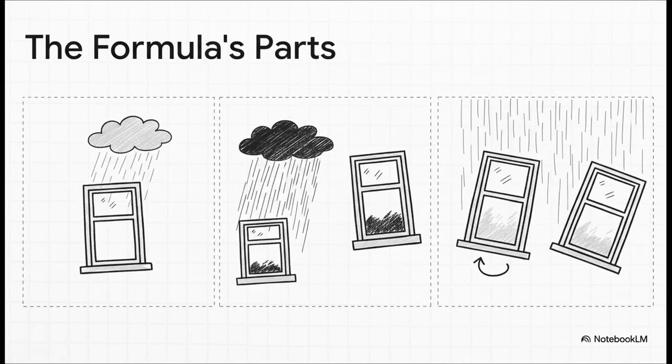Well, B is the magnetic field strength. Think of that as how hard it's raining. Is it a light drizzle or a total downpour? A is the area of your loop, which is just the size of your window. Obviously, a bigger window is going to catch more rain. And finally, theta, that's the angle which represents the tilt of your window.